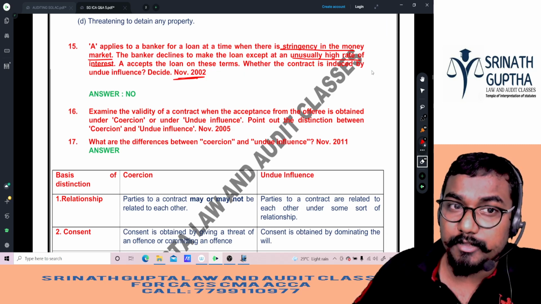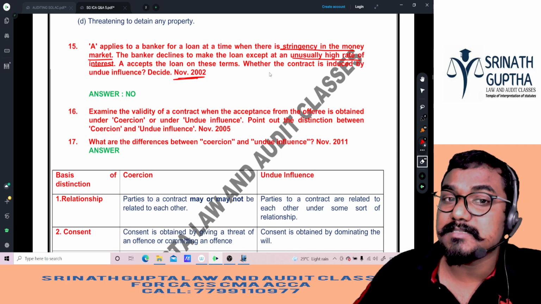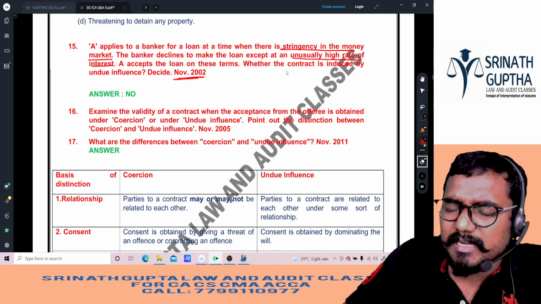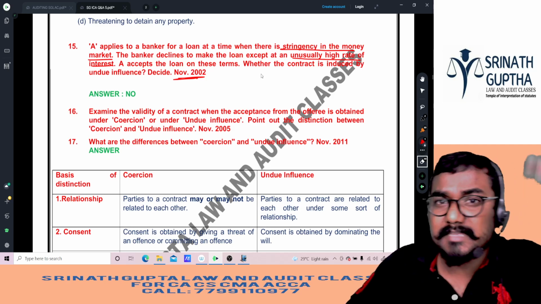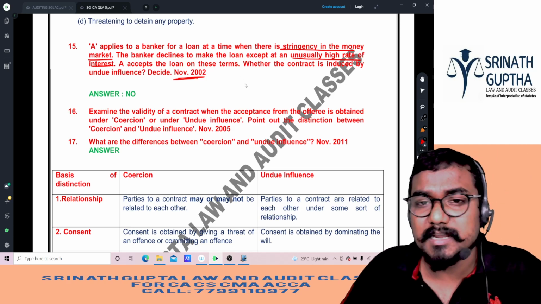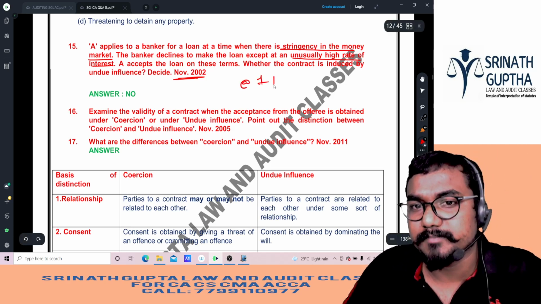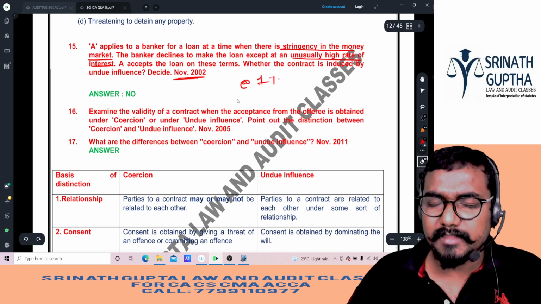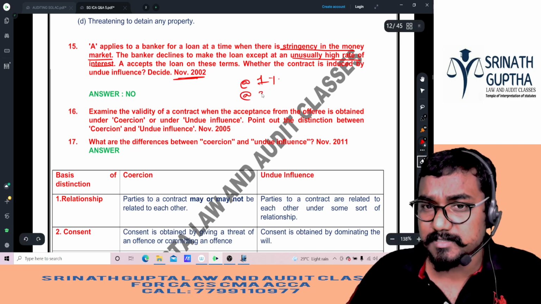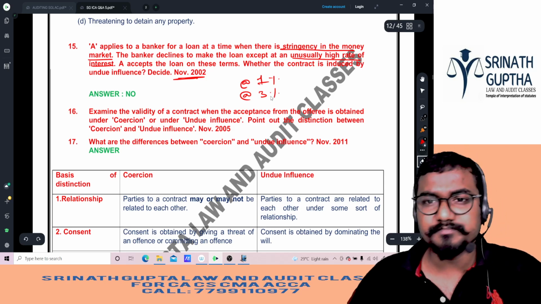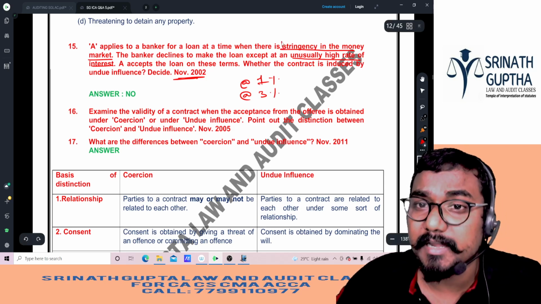Whether the contract is induced by undue influence. Answer is no. Why is it not undue influence? Because there is no money. When supply is less, demand will be more. Generally, the interest rate is, for example, 1%. Because there is no money in the market, the lender was charging 3%. But is it undue influence? No, because there is a stringency in the money market.